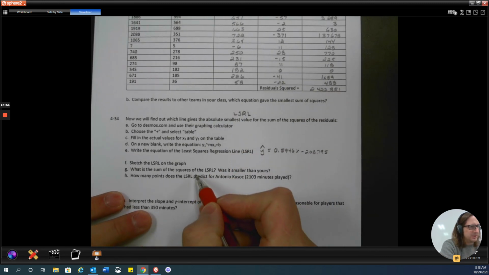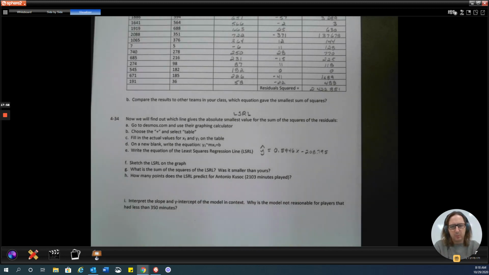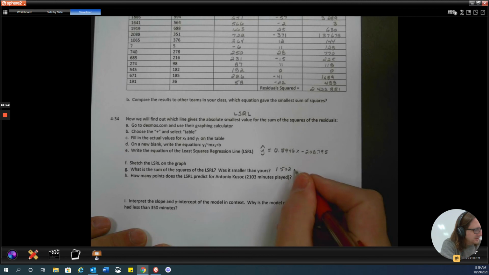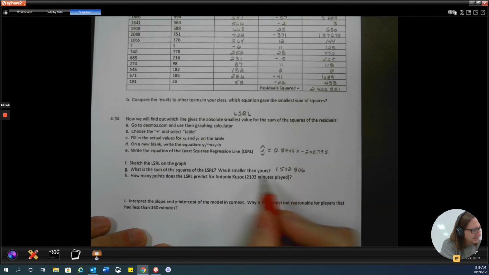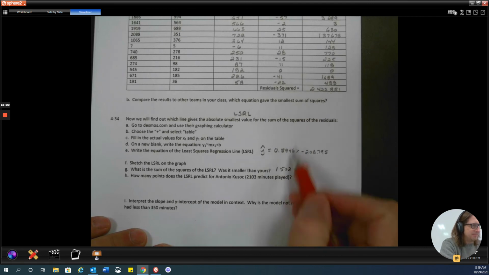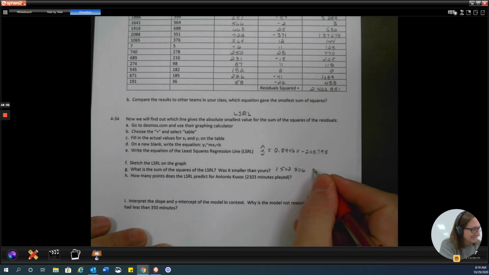What's the sum of the squares of the LSRL? We just plugged that into the Google Sheets, and we got 1,502,806. Was it smaller than mine? Yes. And that's the whole point: this is a better line than mine because it minimized the residual by looking at the squares of the residuals. So was it smaller than yours? Yes, it's smaller. It had to be smaller.